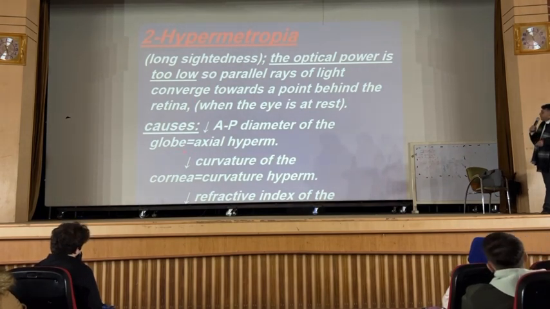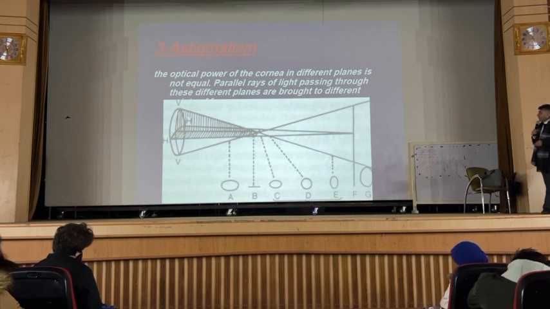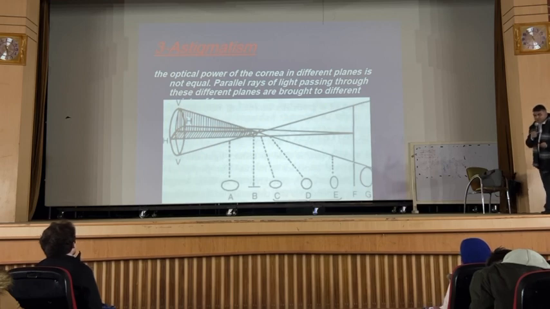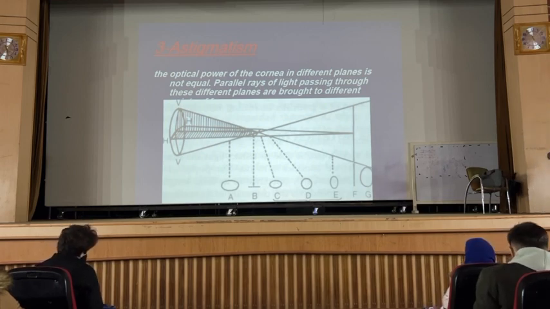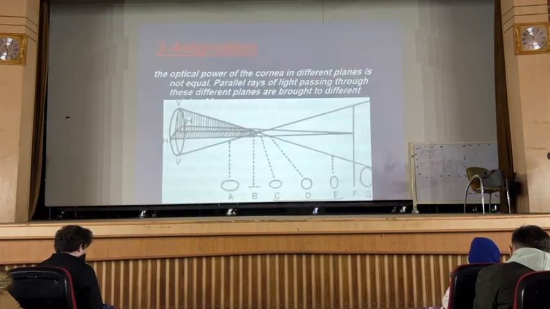Hypermetropia may be axial, may be curvature, may be index. Astigmatism means the cornea is oval in shape, and the circle of least confusion will be focused on the retina.